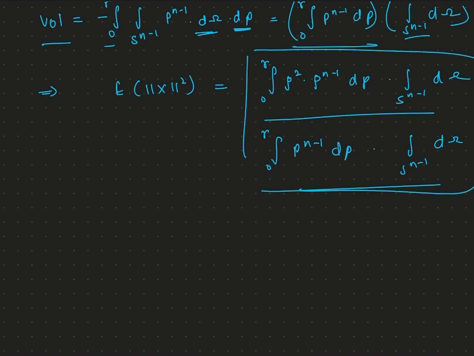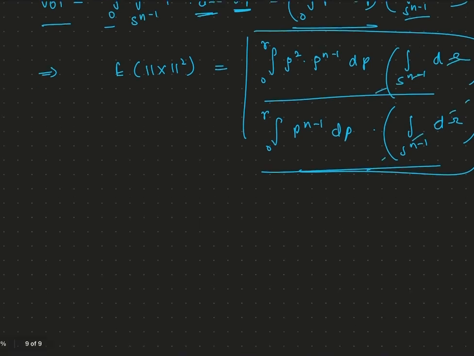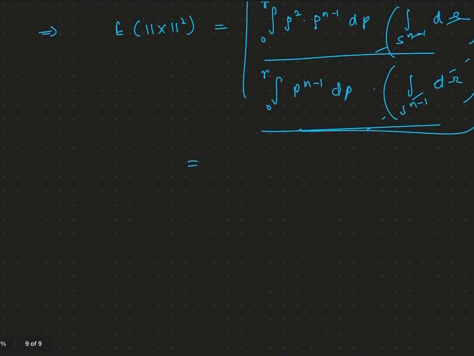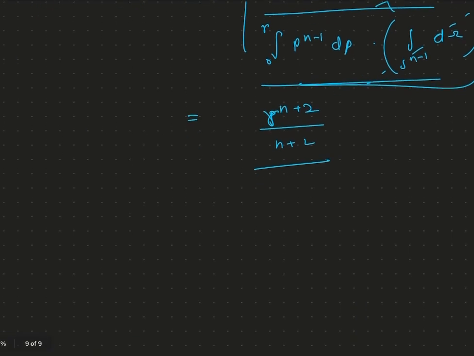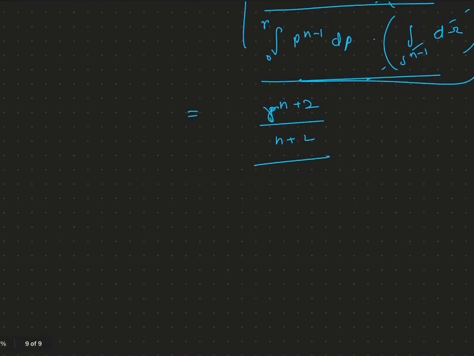We can cancel out these two terms as they are common, and now if we integrate, we get r to the power n plus 2 over n plus 2, divided by r to the power n over n. So it results in r square n upon n plus 2.